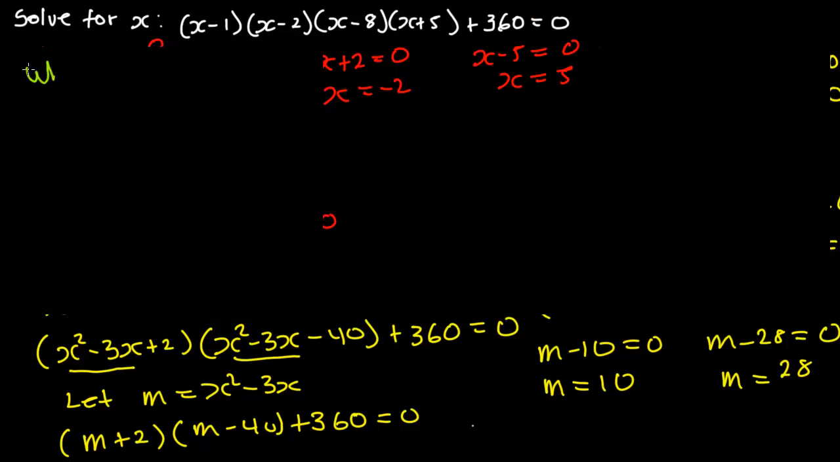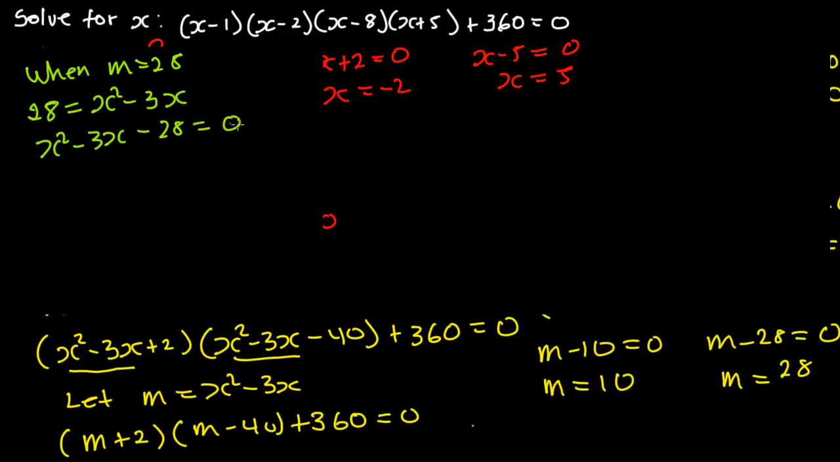Now when m is equal to 28, what are you going to get for x? We are going to have 28 = x² - 3x. Now let's move everything to the right hand side, and so we are going to have x² - 3x - 28 = 0. Again, we have a quadratic equation over here, and so the two numbers that we are going to pick is -7 and then 4. And so when we multiply these two numbers, you are going to get -28. And then when we add the two numbers, you are going to get -3.